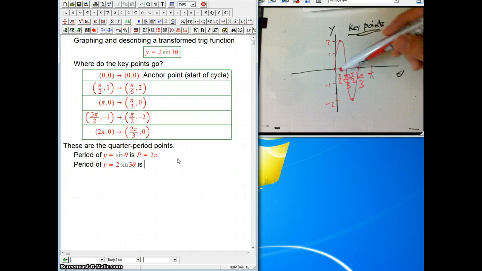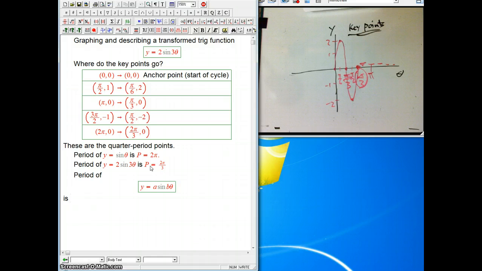Well, the period was 2 pi, and that was sort of where this point was the end of a period. I've squished that in to be 2 pi over 3. And that's very general, in that we've squished all the theta values by 3, and so we're just going to get a new value for p, which is 2 pi over 3. So in general, the period of something of the form y equals a sine b theta is, we'll still call it p. What we do is we take 2 pi, which is the original one, and we divide it by b.